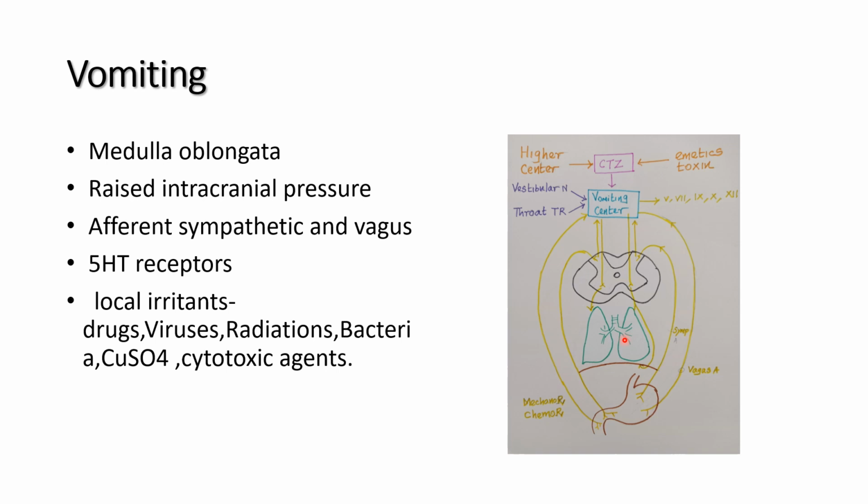See, these are the sympathetic fibers, and this is the vagus. The sympathetic fibers go through the spinal cord to the vomiting center, while the vagus directly stimulates the vomiting center. These are the afferents. The vestibular nuclei and irritation of the throat by touch receptors also directly stimulate the vomiting center.